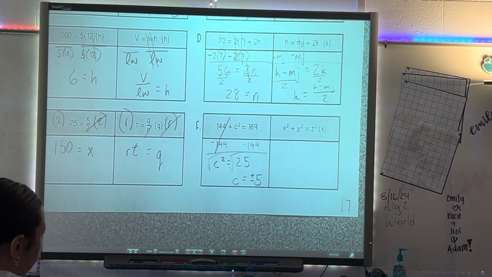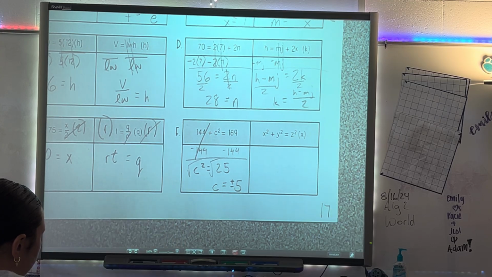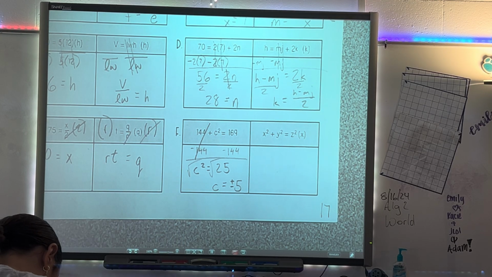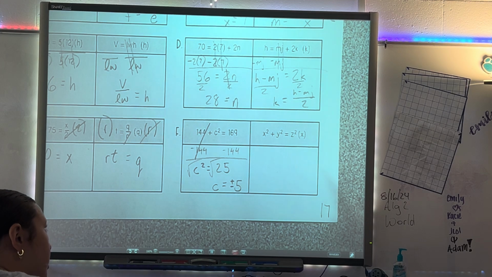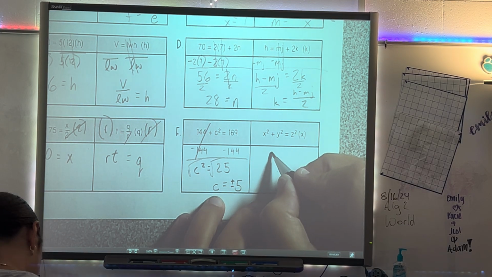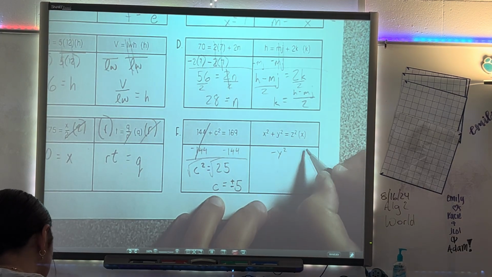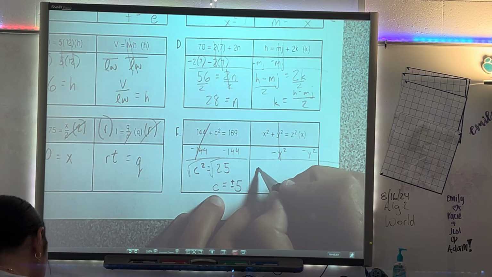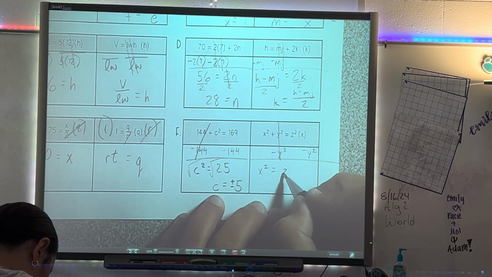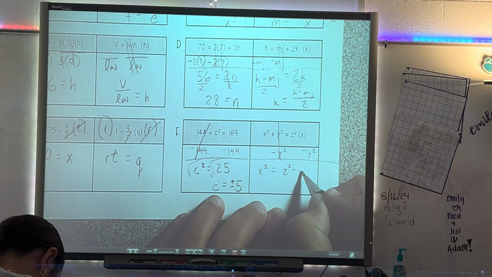Everybody okay there? All right, so here, similar situation. I want x. What has to move? Y squared. So how do I move it? I subtract it, and I'm going to write it back here because technically it can't go underneath the z. So that goes away, and I have x squared is equal to z squared minus y squared.